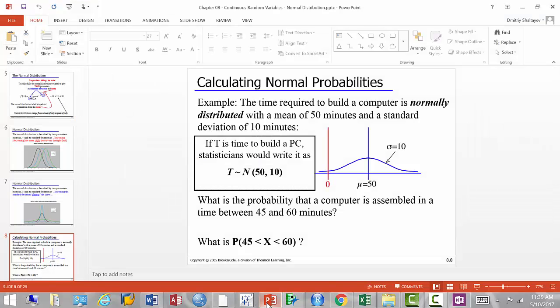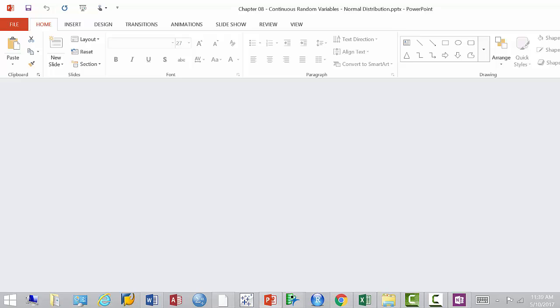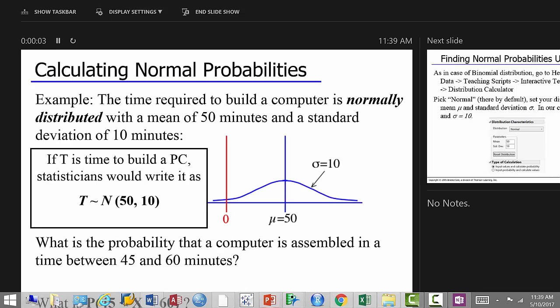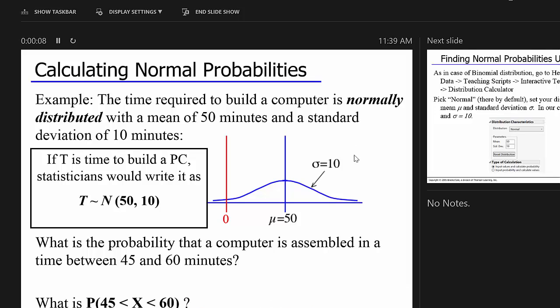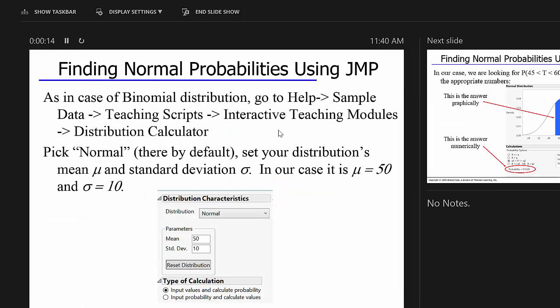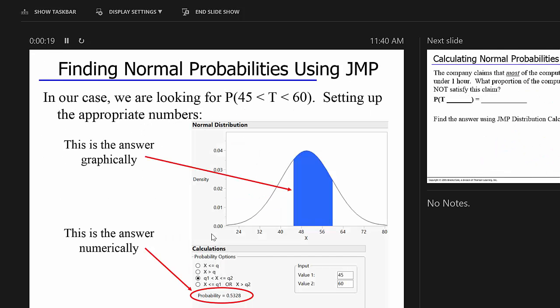Okay, so let's switch back to PowerPoint. There you go. And the next couple of slides, I believe, go through the same process as we did, finding the probabilities using JMP. So you go to teaching scripts, distribution calculator, you set up your mean and standard deviation, etc. So this is what we did pretty much a minute ago.